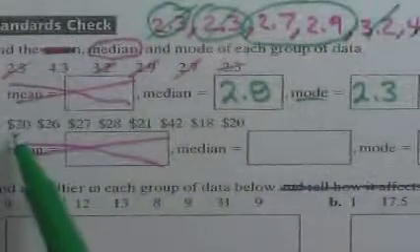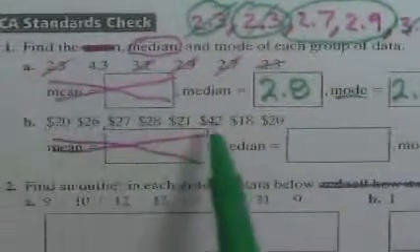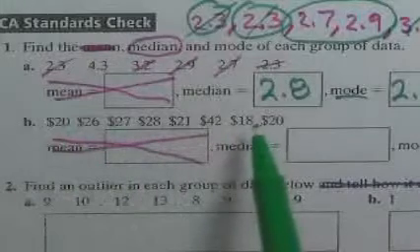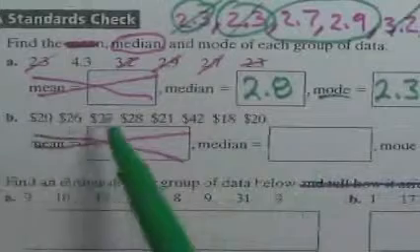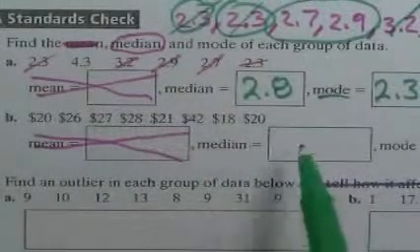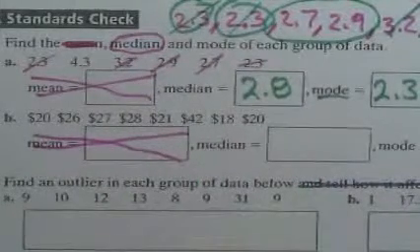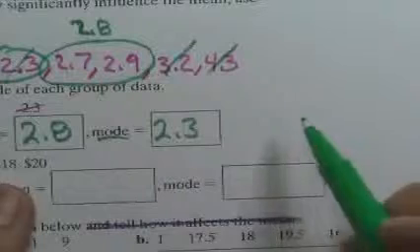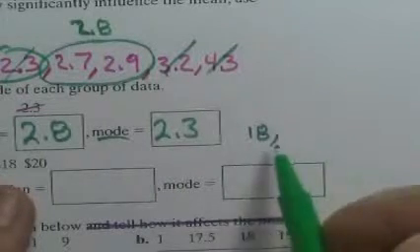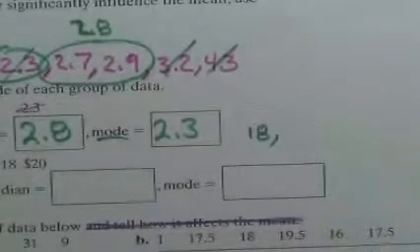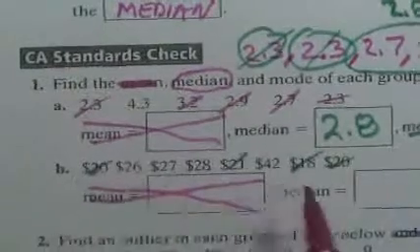Okay, now would you take one moment and go ahead and do letter B. Put the numbers in order, find the median, and then the mode. Go ahead and do that now, please. When you put the numbers down, just write them to the side. Your first number, the smallest number, is 18. And just go from there. Okay, you should be done now.